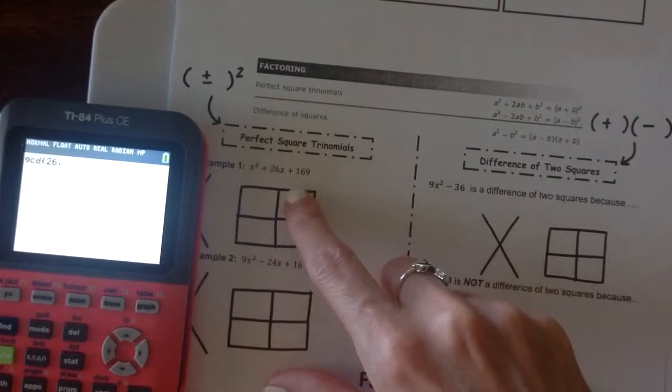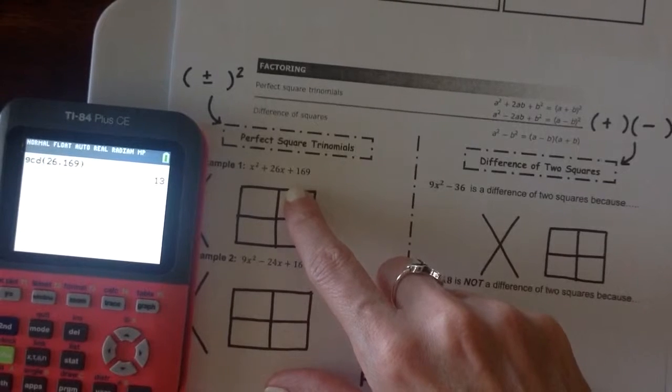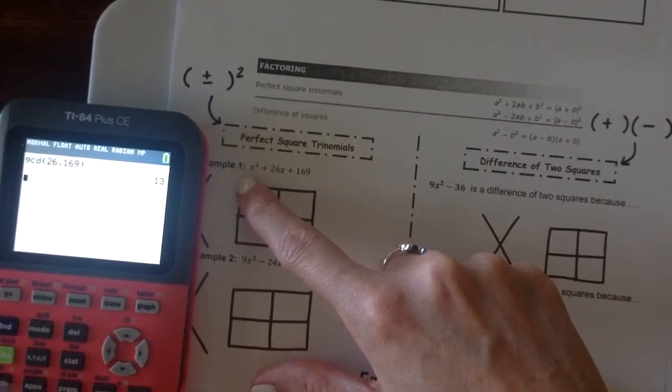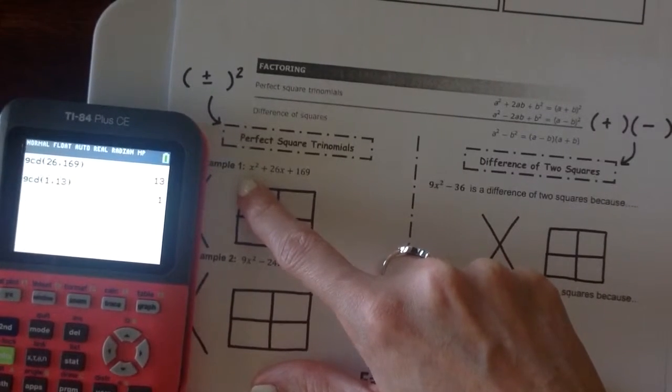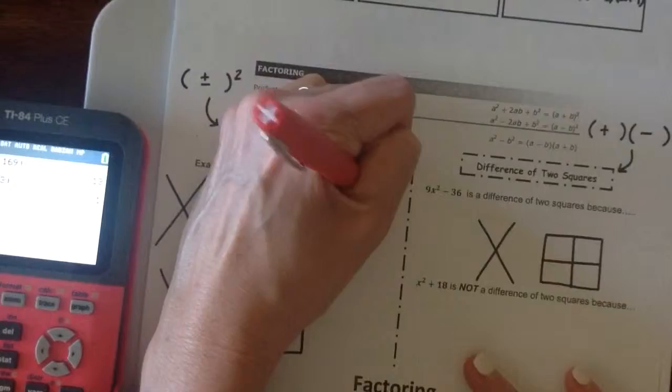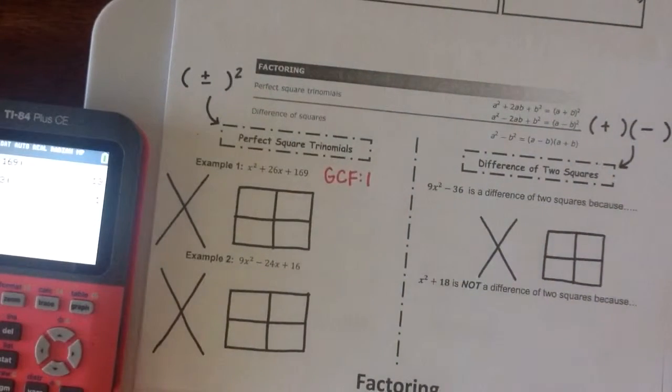So I'm going to do 26 and 169. They do have 13, so now I'm going to GCF: math, over 9, 1 comma 13, and I think it's going to be a 1. So my GCF is a 1. And again, you always want to check your GCF first because if you can divide out a number, it's going to change the coefficients you're working with.